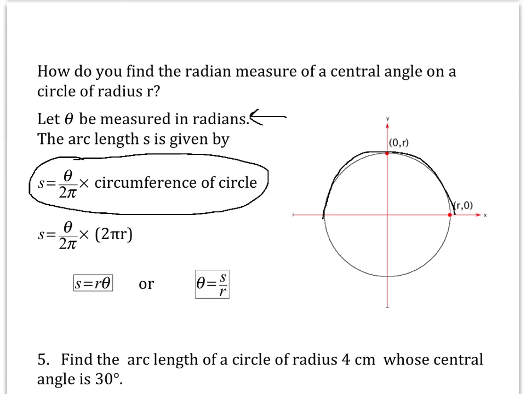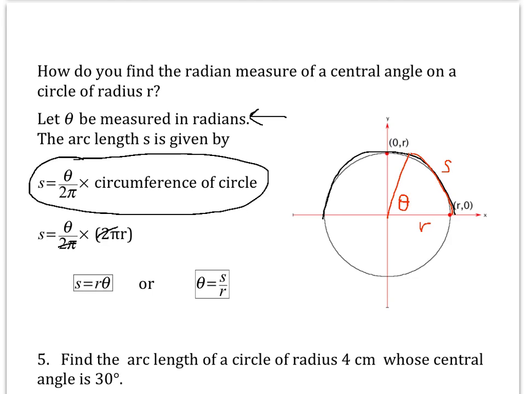So the circumference is 2 pi r. And then the 2 pi's cancel. So we just derived the formula that relates the arc length to the central angle to the radius. It says this: if you have an arc on a circle of radius r, this would be the arc length s. This would be the radius r. This would be theta. It says that the angle theta is the ratio of s to r. You have to divide the arc length by r. Okay? It's a little different.